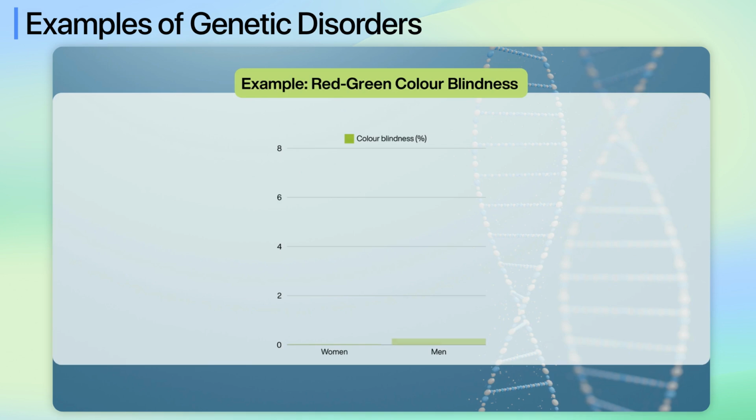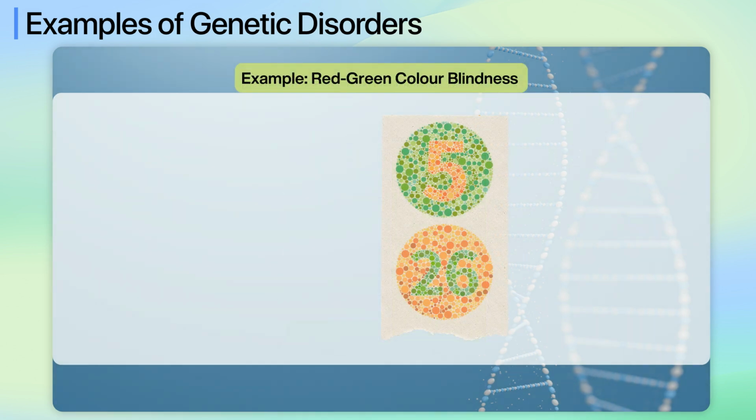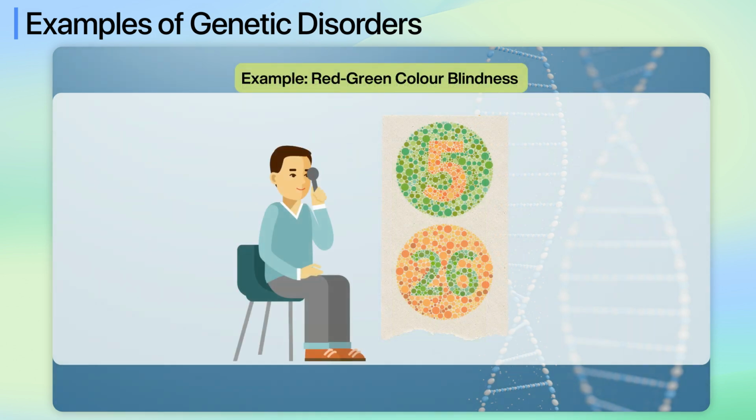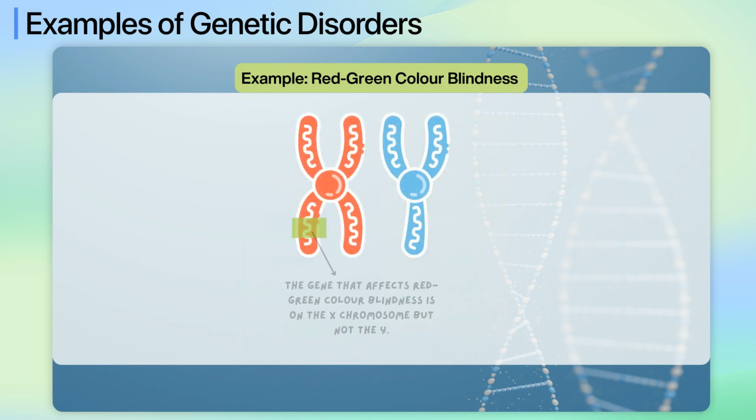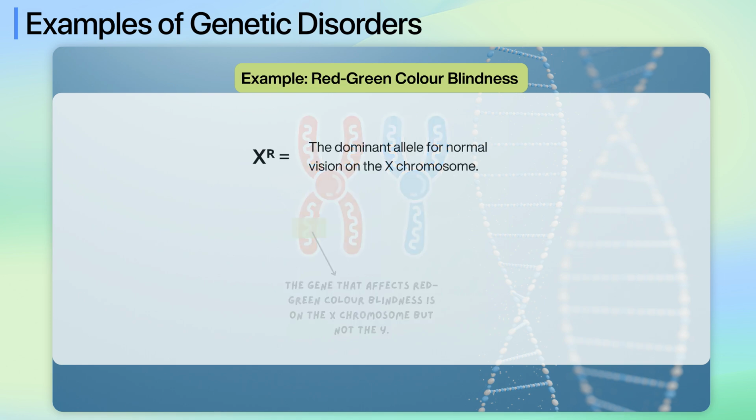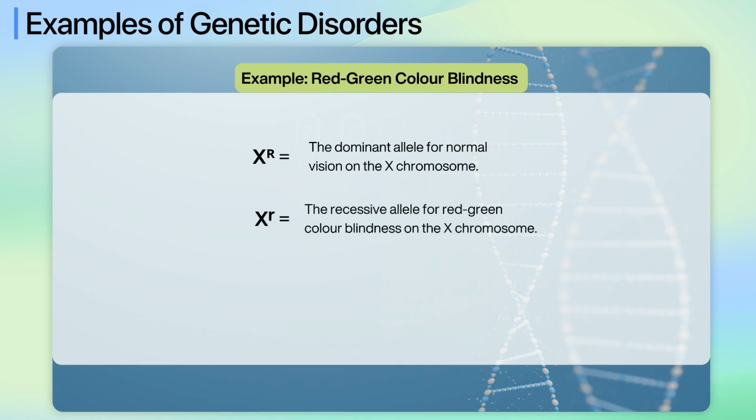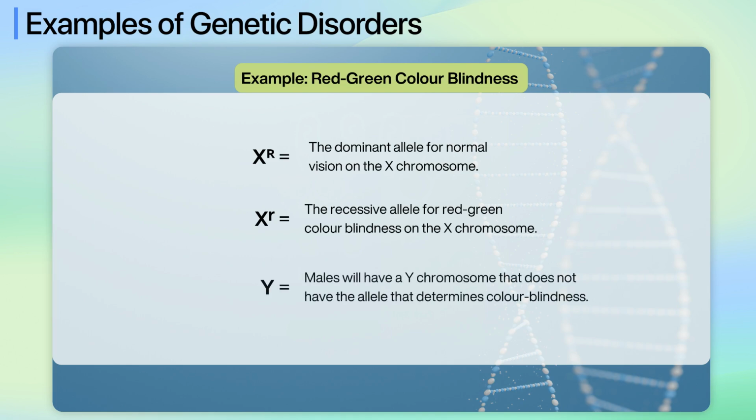Let's use red-green color blindness as an example to understand these concepts more clearly. Color blindness affects about 8% of men and 1% of women. It causes the inability to differentiate between colors. It is typically diagnosed through eye tests. Let's imagine that red-green color blindness is controlled by an allele on the X chromosome. X^R, with a capital R, represents the dominant allele for normal vision on the X chromosome. X^r, with a lowercase r, represents the recessive allele for red-green color blindness on the X chromosome. Males will have a Y chromosome that does not have the allele that determines color blindness.